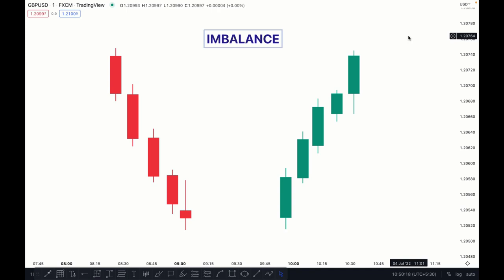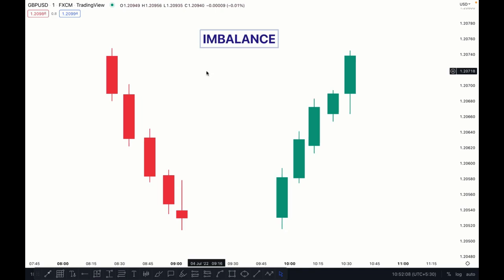What is IFC? What is imbalance? And what is order block? So, first of all, I would like to start with imbalance. Actually, imbalance is also known as a FVC, inefficient price action. There are different names. So let's start in a bearish structure.